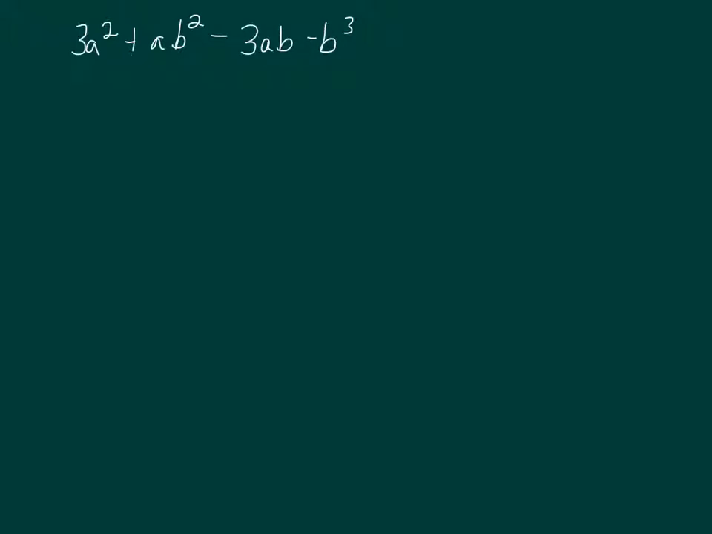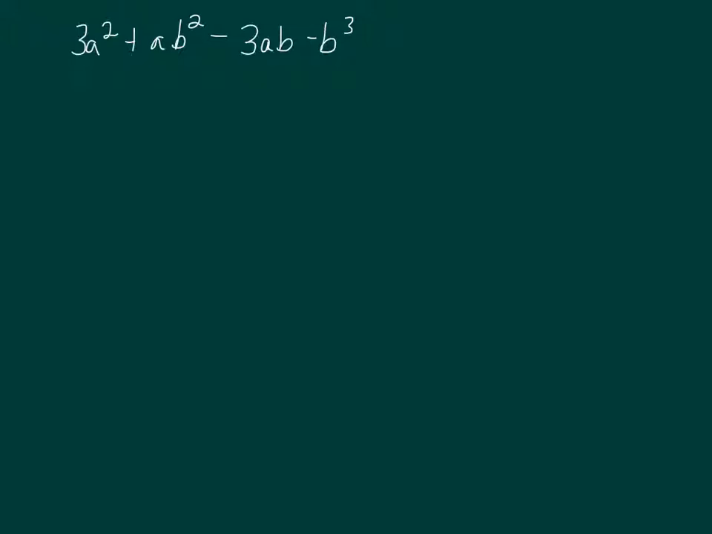Alright, the first thing I'm going to do is look to see if I have common factors. Okay? 3, 1, 3 and 1. There's no number that's in common to all of those. And I have a's and b's, but I don't have an a in every term. I don't have a b in every term. So there are no common factors. So it's time for step 2 on the factoring list.